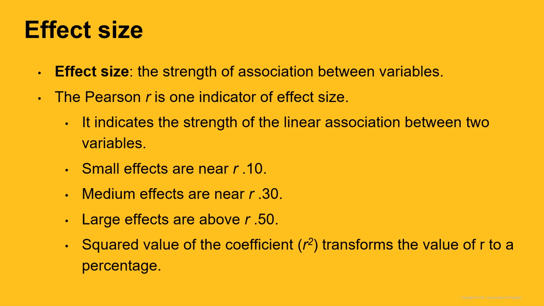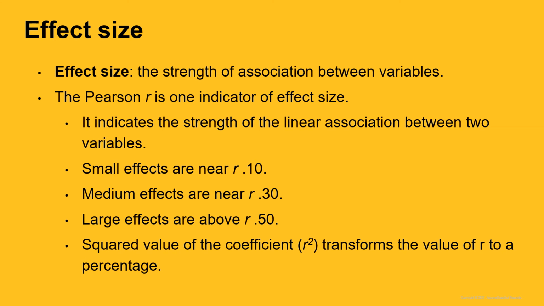Medium effects are around 0.3 and large effects are above 0.5. Similar to what I mentioned before, where I talked about the relationship between standard deviation and variance, with one being the square root of the other, the same is true here. The Pearson R correlation coefficient and the actual percentage in terms of relationships between variables. So if you square the correlation coefficient, it shows the actual percentage of the relationship between the two variables.